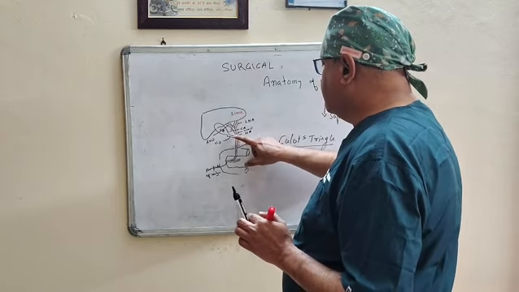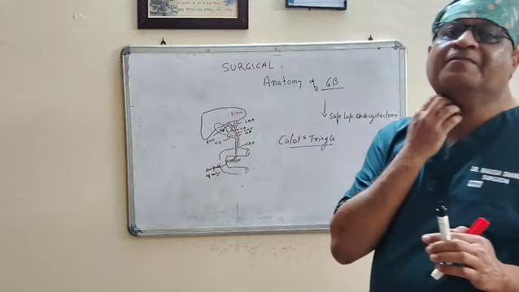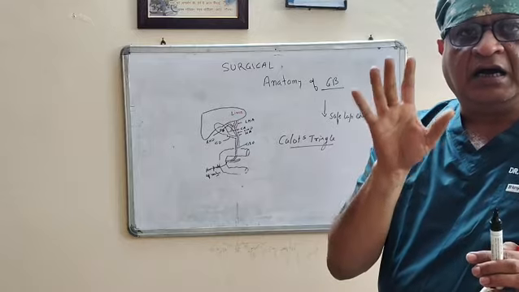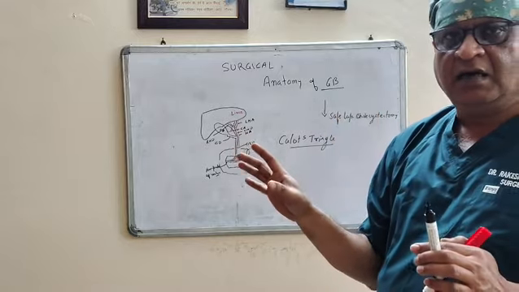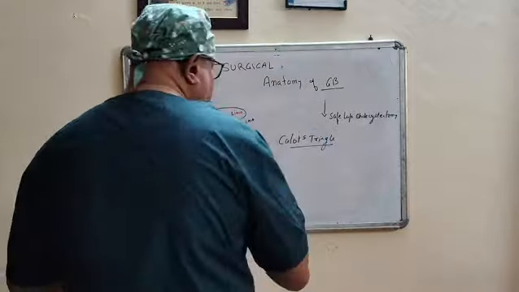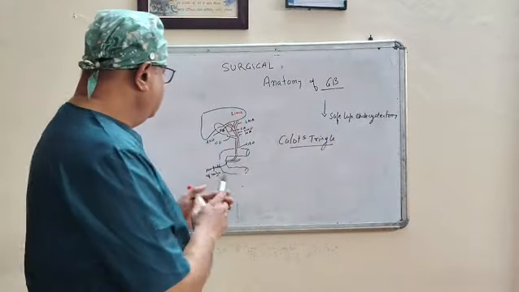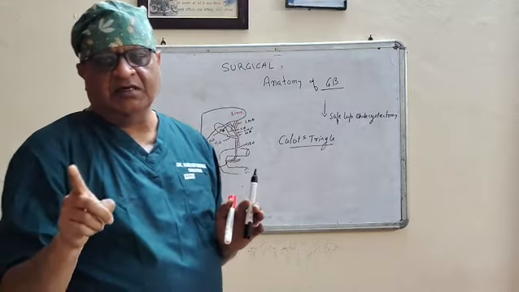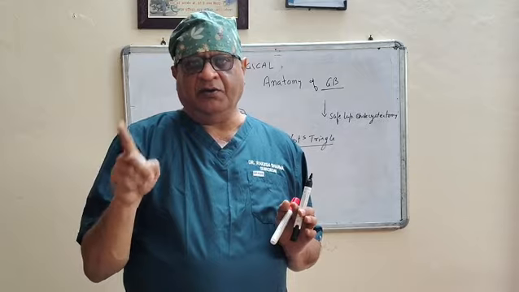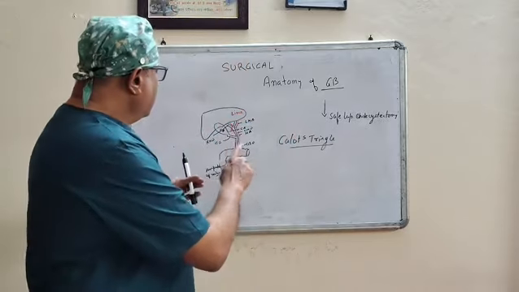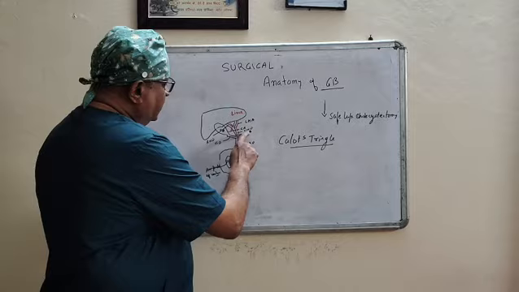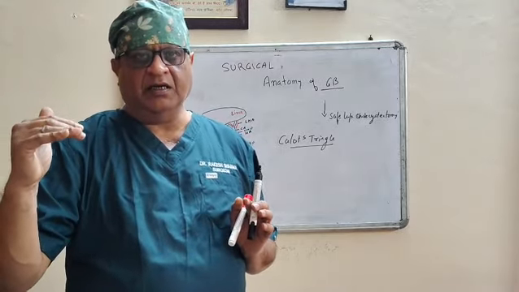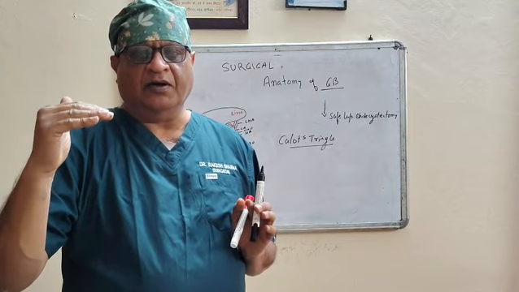Before clamping, there is a critical view of safety. First we discuss the R4U line. The R4U line is an imaginary line. R means Rouviere's sulcus, 4 means segment 4 of the liver, U means umbilical fissure. All the dissection should be done above the R4U line to avoid injury to the common bile duct.